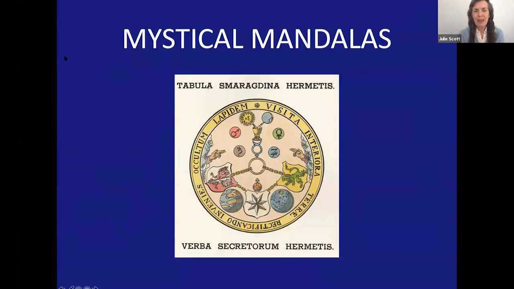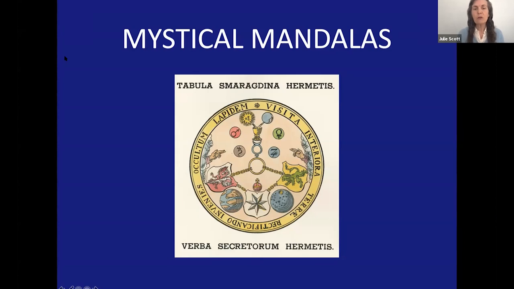Today, we're going to be exploring mystical mandalas. I'm going to share my screen with you. So this image was hand-drawn by H. Spencer Lewis in the 1920s. The Rosicrucian order reproduced the secret symbols of the Rosicrucians of the 16th and 17th centuries.